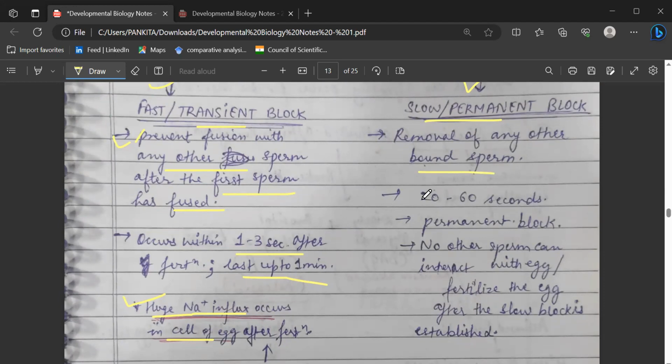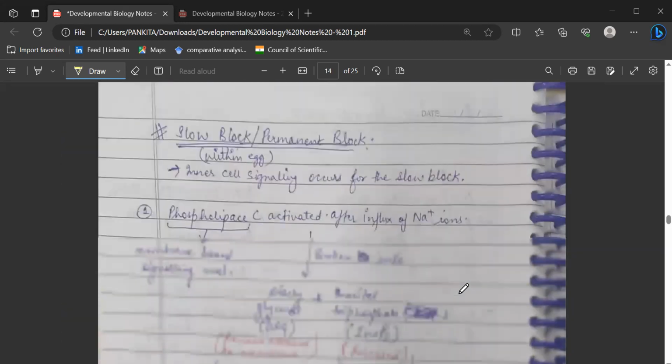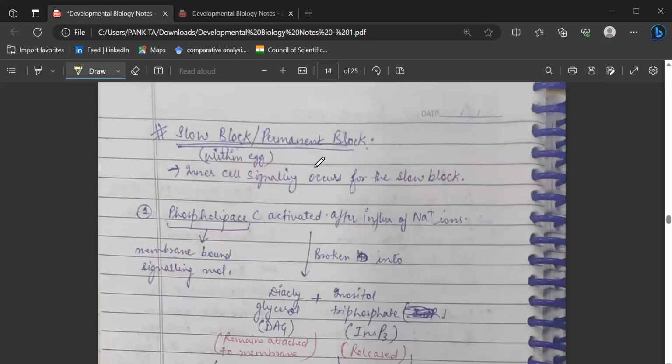Talking about the permanent block or slow block, in this case there is removal of any other bound sperm, in case there are different sperm that are bound instead of the one. It happens after 20 to 60 seconds. It is also known as a permanent block because after this block has been applied, there is no other sperm that can interact with the egg or fertilize it. The way the slow block occurs within the cell is that it happens after the cell signals for the slow block.